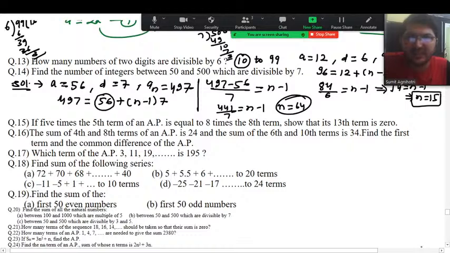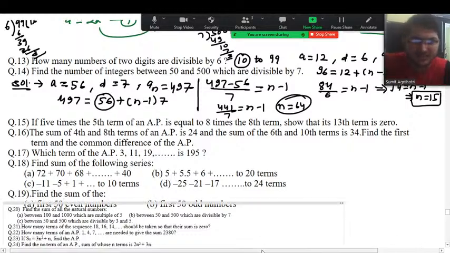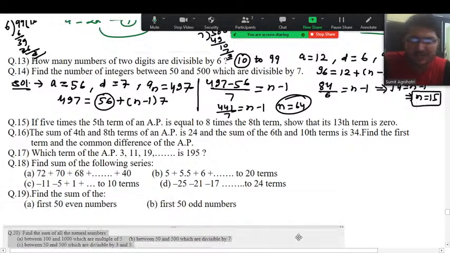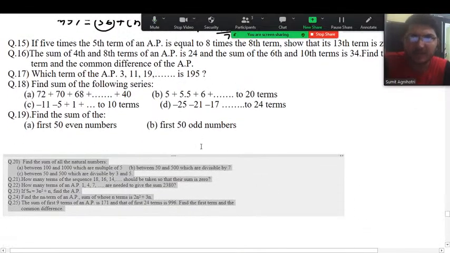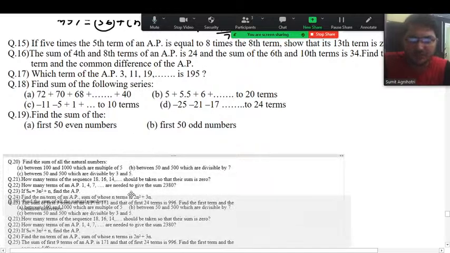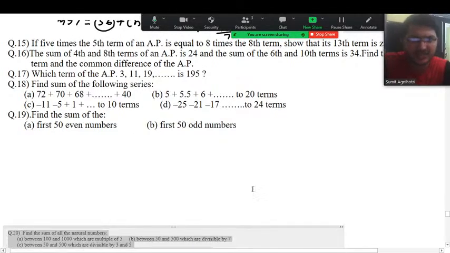In a similar way, you can solve these questions. Okay, now let's solve some of the questions based on sum. And I'm leaving all the others up to you because they are entirely based on the nth term.